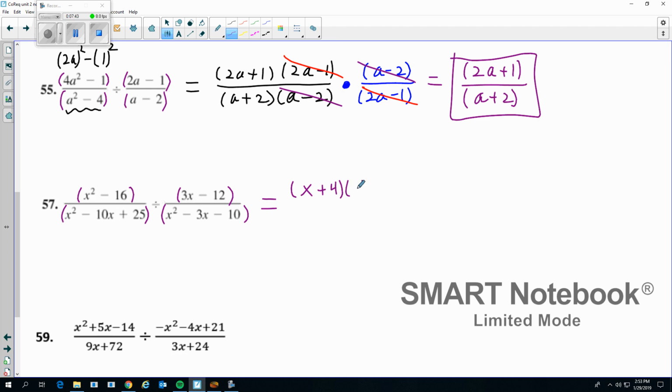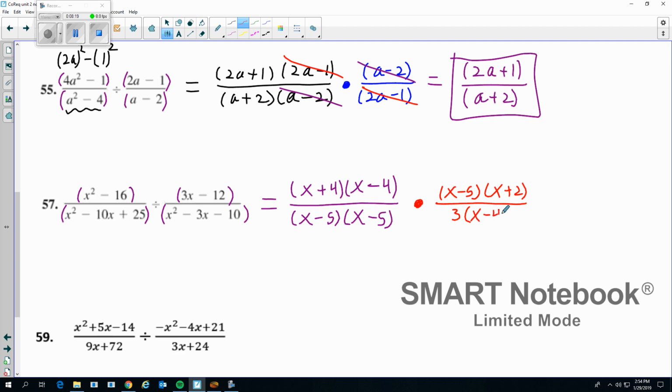Okay, so this factors into x plus 4, x minus 4. Then on bottom, that's going to be x minus 5, x minus 5. Okay, then it changes to multiplication. And then the top part, well, I'm going to flip it, right? So that factors into an x minus 5 and an x plus 2. That looks good. And then this top part that becomes the bottom, we pull out a 3, and that'll leave us with an x minus 4. And then we'll just go through and start canceling stuff out.